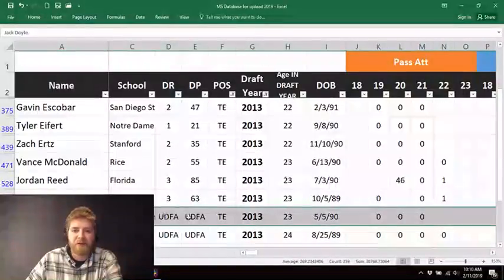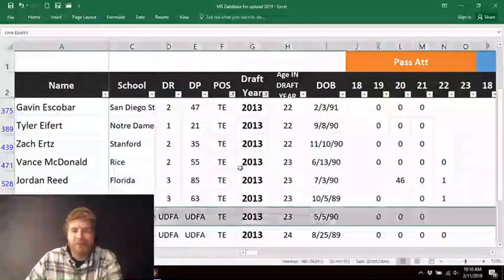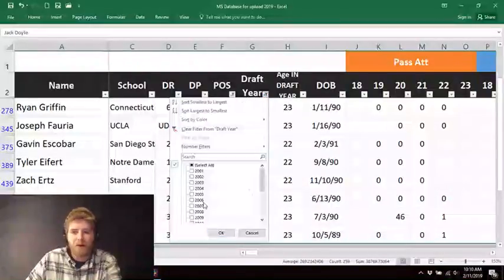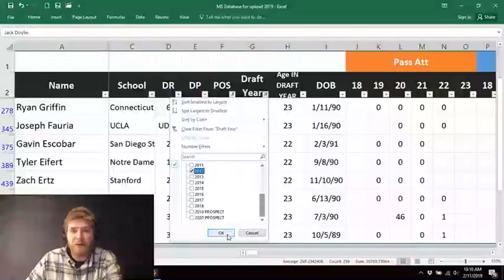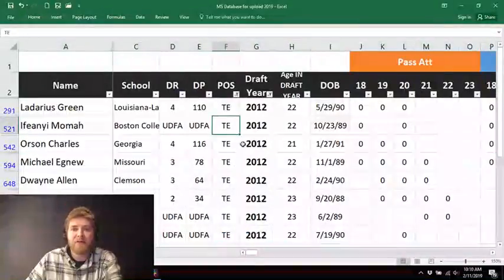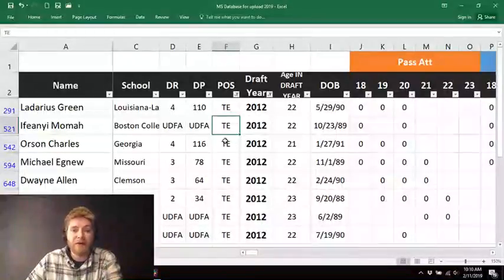If you see an undrafted free agent like him, like Joseph Fauria, obviously that didn't work out. But, I mean, it's something. Just based on production, not even taking draft capital or physical metrics into account. When you start adding more information, it might be easy to pick which of these scores actually matter, right? That's the whole point.